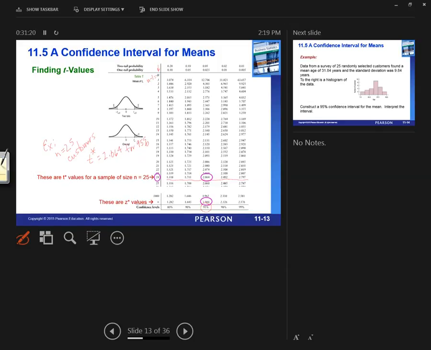Now, if we wanted a 90%, we would use 1.711. If we wanted a 99%, we would use 2.797. So we're going to stick with the 95%. So our T star for this confidence interval is going to be 2.064.